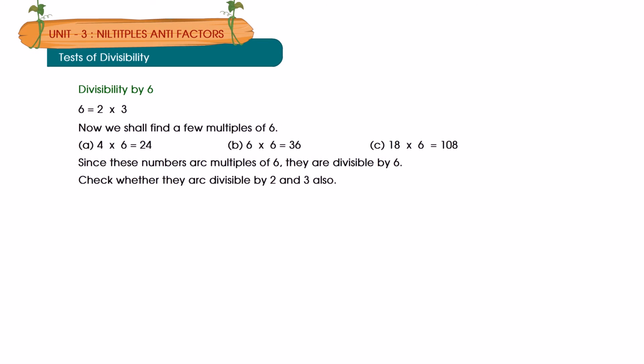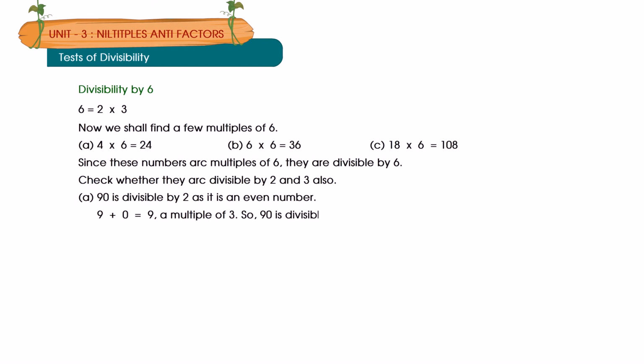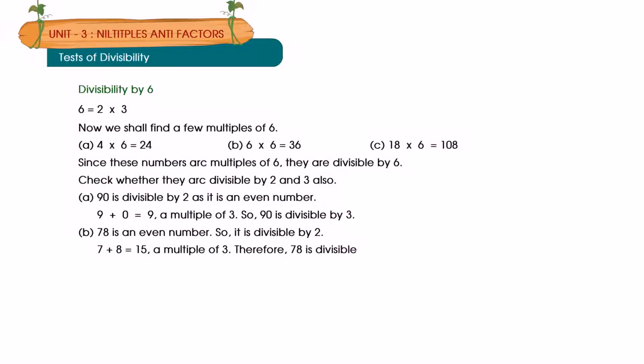A. 90 is divisible by 2 as it is an even number. 9 plus 0 is equal to 9, a multiple of 3. So, 90 is divisible by 3. B. 78 is an even number. So, it is divisible by 2. 7 plus 8 is equal to 15, a multiple of 3. Therefore, 78 is divisible by 3.